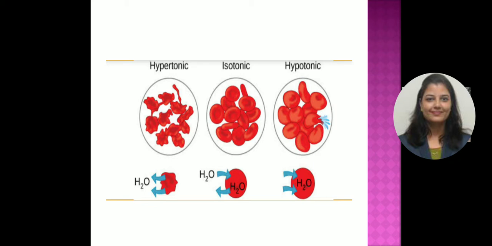In the first diagram you can see it is hypertonic. When water is coming out of the cell, the cell shrinks and becomes flaccid. The second one is isotonic, where the water level inside and outside is the same. And the third one is hypotonic, when water is going inside the cell. Then the cell will swell, and as water is entering the cell, the cell will become turgid. So in hypertonic solution the cell becomes flaccid, and in hypotonic solution the cell becomes turgid.